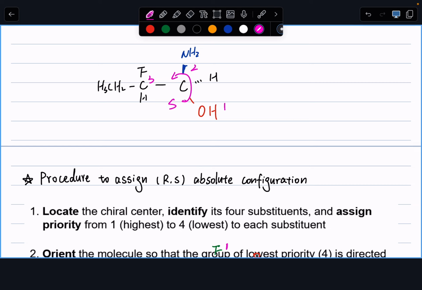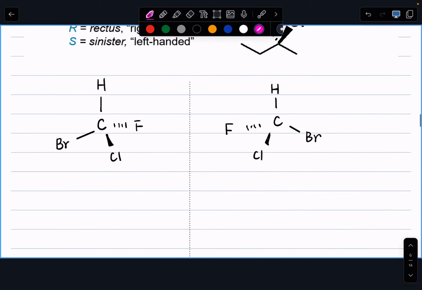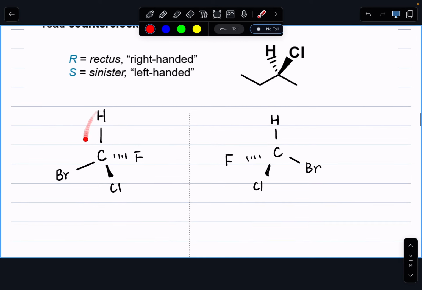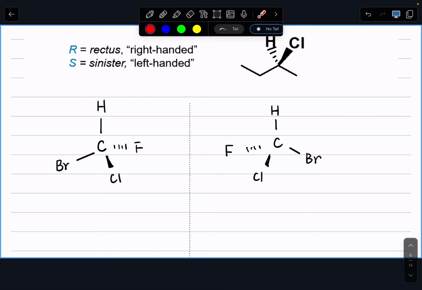All right. How are we feeling so far? Let's do one more example together. Let's say this molecule. Again, this one is actually more straightforward than what we did.